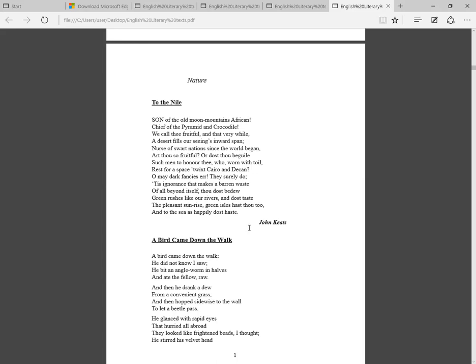Find out the rhyming pattern. It has only one stanza. Therefore, it has a different long rhyming pattern. Right. Did anyone find it?